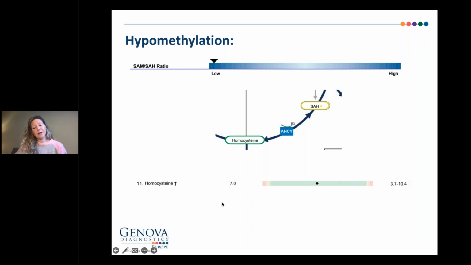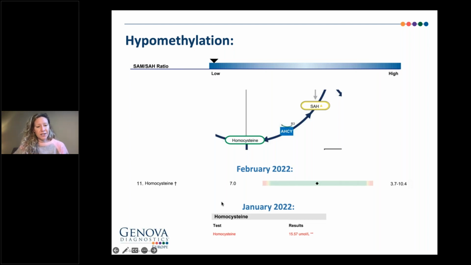But because we had done that initial homocysteine test a month prior, we knew, or at least I knew, that her homocysteine was high, and that could have been contributing to her high SAR levels, apologies. So what I'm trying to say is that in a methylation panel, you may see normal levels of homocysteine and elevated levels of SAR.